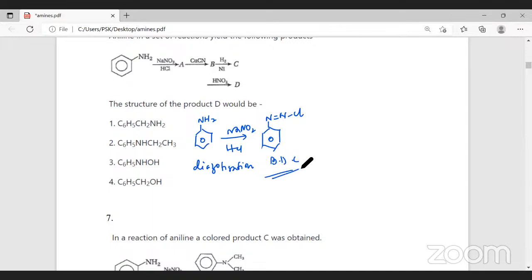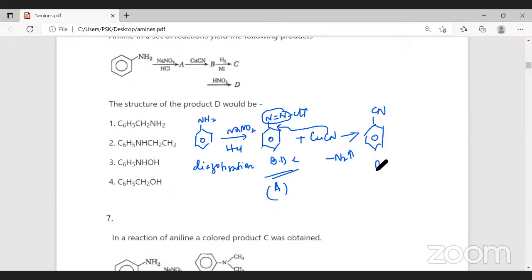This reaction we've been learning in the theory classes regularly. Benzene diazonium chloride. This is A. This benzene diazonium chloride, when treated with cuprous cyanide, this nitrogen gas gets eliminated. This chlorine also gets eliminated as cuprous chloride. Now, the cyanide attacks this carbon. So the product we get is cyanobenzene. This is option B. This is cyanobenzene. Now, the byproduct is copper chloride.